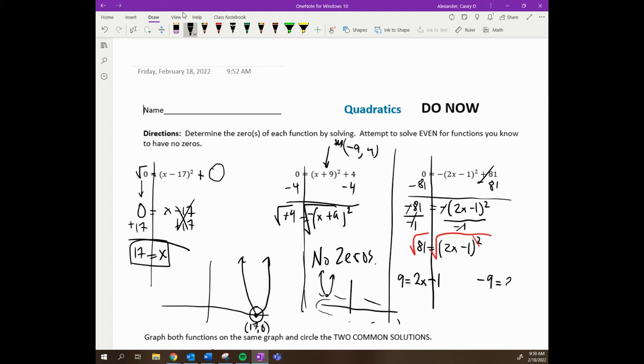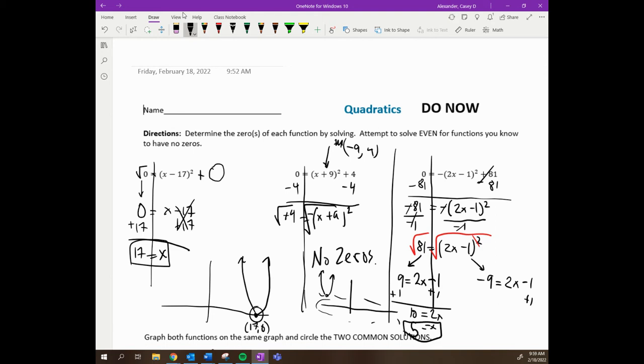This is another one of those situations where we have to split into negative land and positive land. But you can still solve these equations. That 2 shouldn't be too confusing. Add 1 to each side. I have 10 equals 2x, and therefore x would equal 5. So one of the zeros here is x equals 5.